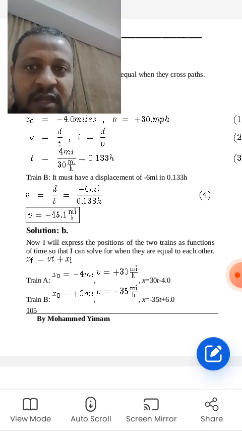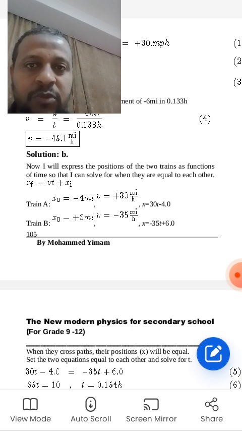0.133 hour. Velocity is equal to displacement over time, which is equal to minus 6 miles divided by 0.133 hour. Velocity is equal to negative 45.1 miles per hour. Solution B. Now I will express the position of the two trains as a function of time so that I can solve for when they are equal to each other.